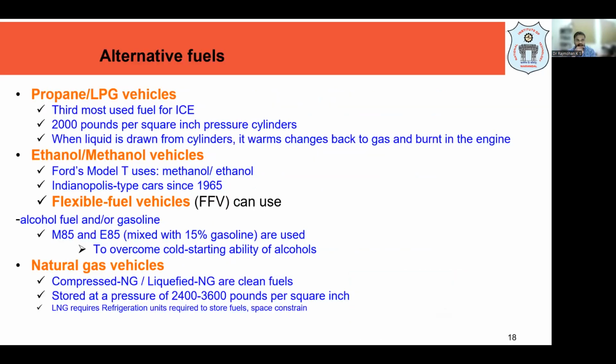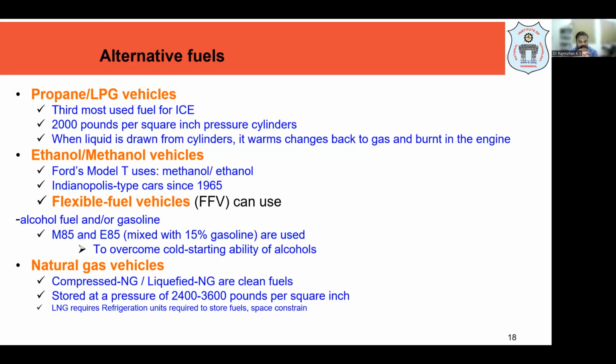Other than hydrogen, we have seen that there are several alternative fuels, and among those are propane or LPG vehicles, because LPG is the third most used fuel for IC engines, and cylinders at 2000 pounds per square inch pressure are used. When the liquid is drawn from the cylinders, it warms, changes back to gas, and is burnt in the engine. Ethanol or methanol vehicles are also available.